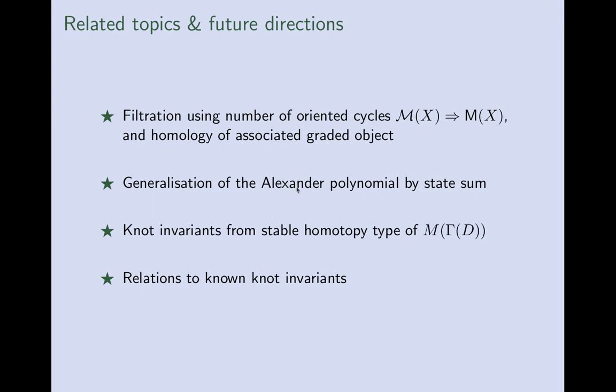Let me conclude with a few possible directions one could take from here. The first one is to look at this sort of filtered complex that I just mentioned, from the set of discrete Morse matchings to all matchings, and look at the homology of the associated graded object, in particular in the case where we start from a knot projection, and see again if there's some connection to known invariants, which is also the main theme of the last point here.